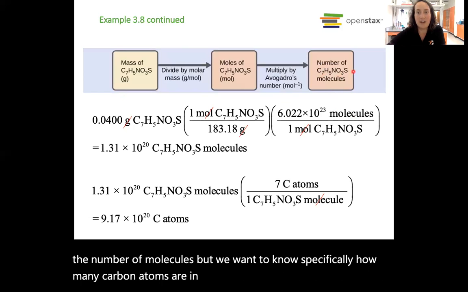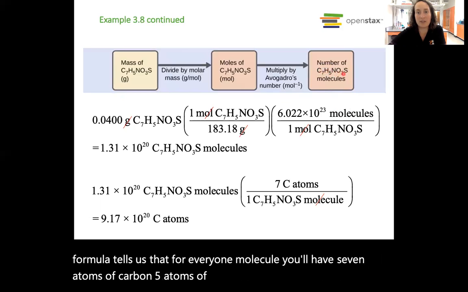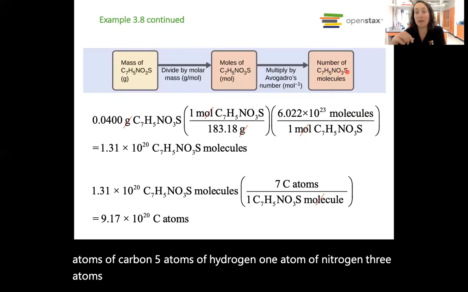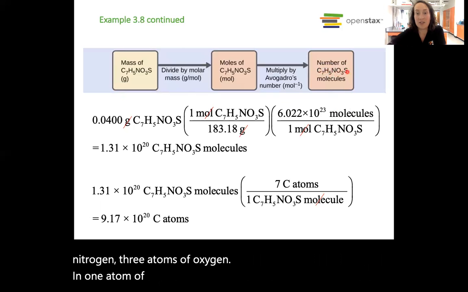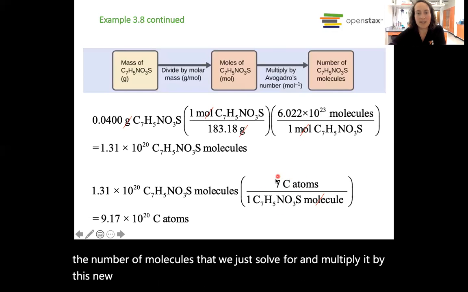And notice that the formula tells us that for every one molecule, you'll have 7 atoms of carbon, 5 atoms of hydrogen, 1 atom of nitrogen, 3 atoms of oxygen, and 1 atom of sulfur. So we're going to have to use this 7. We take the number of molecules that we just solved for and multiply it by this new stoichiometric ratio, which is 7 carbon atoms in every 1 molecule of saccharin.